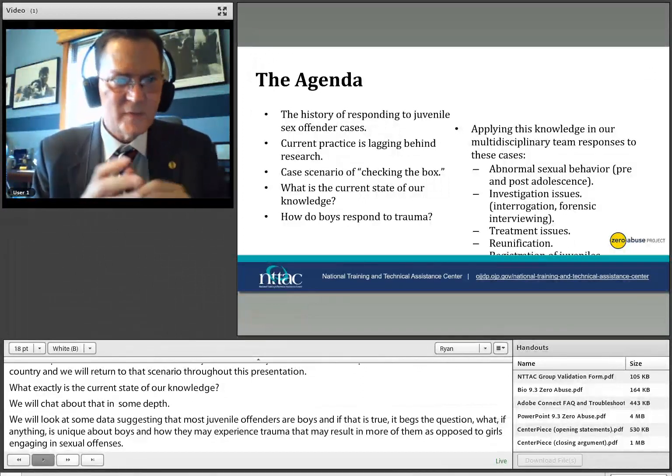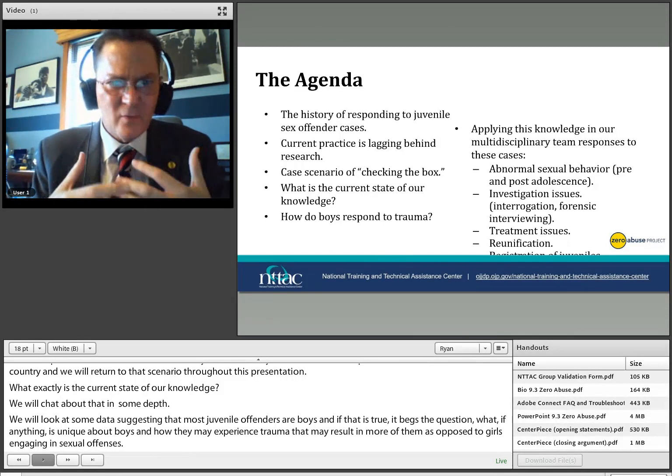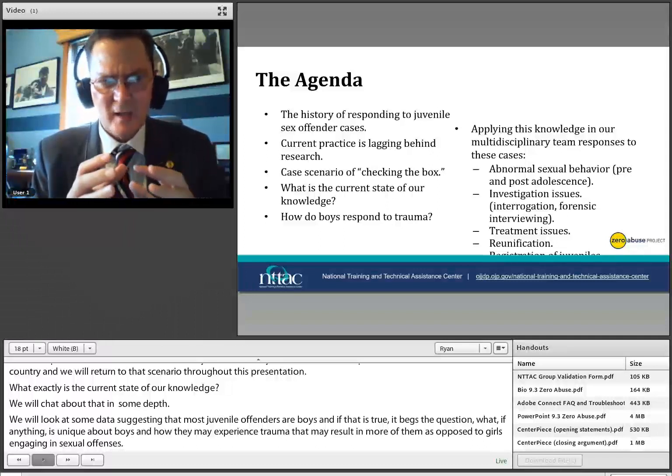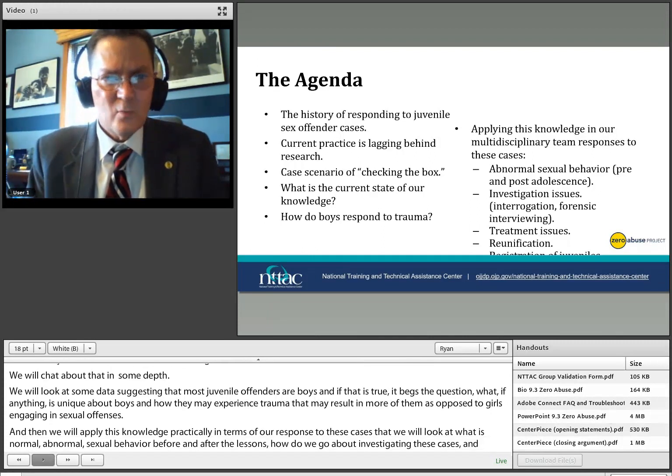We'll look at what is normal and abnormal sexual behavior before and after adolescence. How do we go about actually investigating these cases? How do you interrogate a child who may have committed a sexual offense? What do you do as a forensic interviewer if you're interviewing a child who may be both a victim and an offender? How do you handle that?